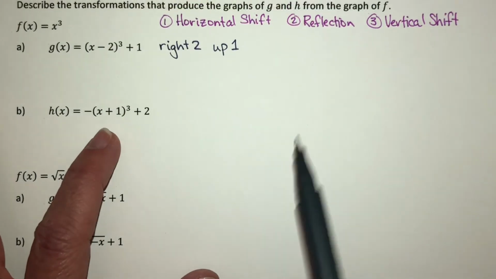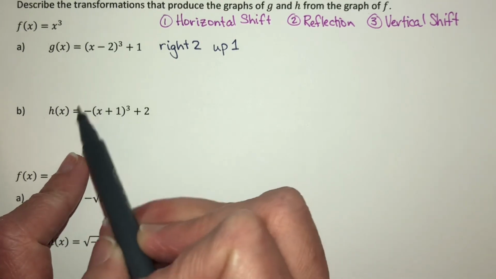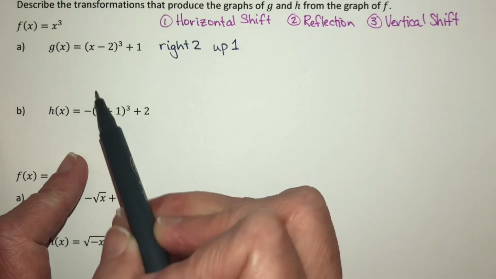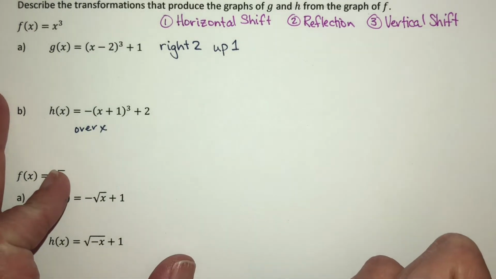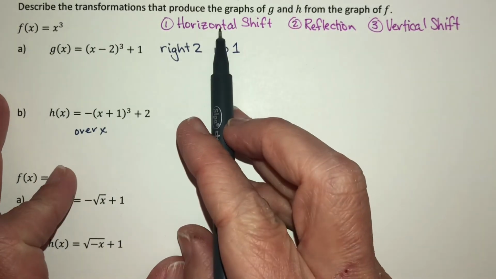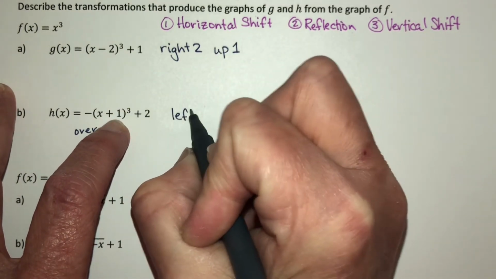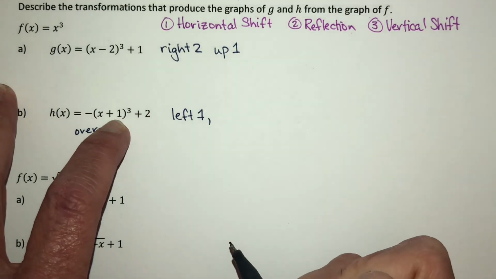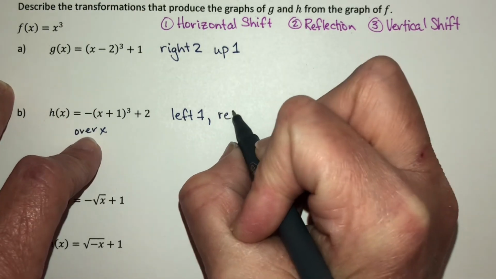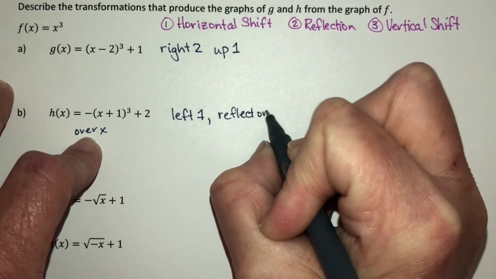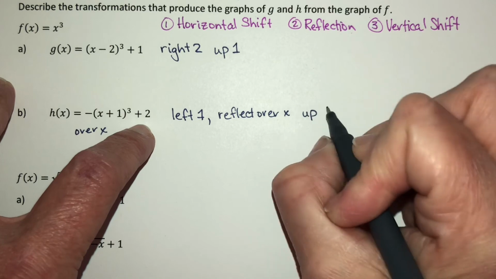Now let's check this one. I have a horizontal movement, I have a vertical movement, but I also have this negative on the outside. So on the outside, it is a vertical flip, which is over the x-axis. So horizontal shift first. That's coming from the 1. This is a plus, so we're going to go left 1. And then we take care of the reflection, so we're going to reflect over the x. And then finally the vertical shift and go up 2.